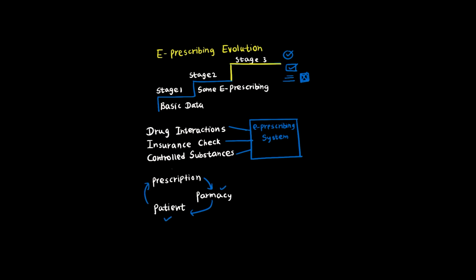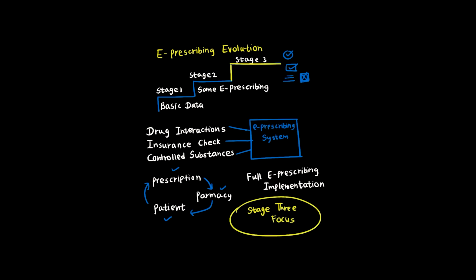This comprehensive e-prescribing in Stage 3 represents the maturity of health IT, not just digitizing paper processes, but fundamentally transforming how medications are prescribed, monitored, and managed. It's the difference between sending an electronic fax and having an intelligent system that actively prevents medication errors.